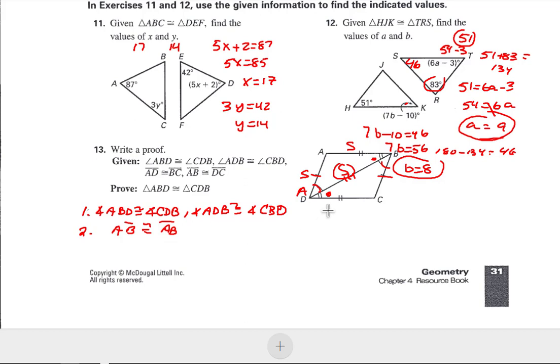So they're really giving us way more information than we need to prove these two triangles congruent, because all we really need is just the correct pattern of three of those. So I decided to go with the two angles and then that side congruent to itself by reflexive property, which sets up angle side angle to say that those two triangles are congruent to each other.